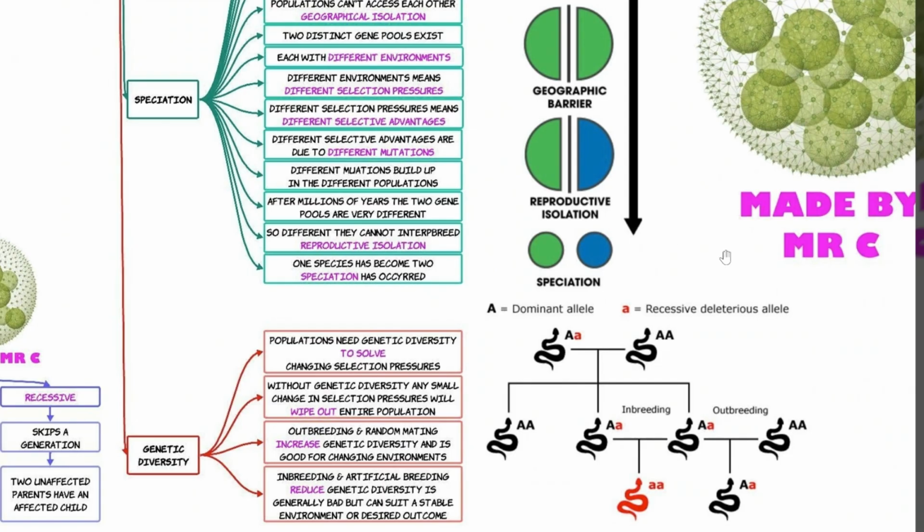The last thing on our list is genetic diversity. Populations need genetic diversity to solve the changing selection pressures. Without genetic diversity, any small change in the selection pressures will wipe out an entire population and make them go extinct.